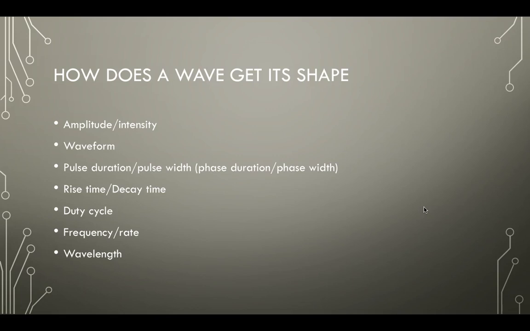The rise time and the decay time of the wave, so how long does it take to get up to its peak and how long does it take to get down. Duty cycles, so the on-off time of the wave, the frequency, or sometimes called the rate of the wave, like we said, that hertz or the pulses per second, and then the wavelength, which we already talked about. Those two things are interchanged or related to each other. So if frequency increases, wavelength has to decrease, and vice versa.